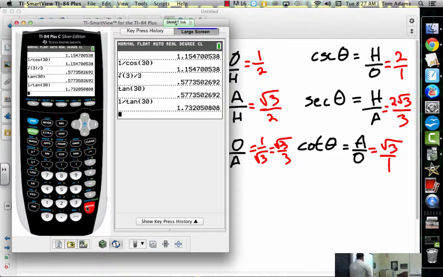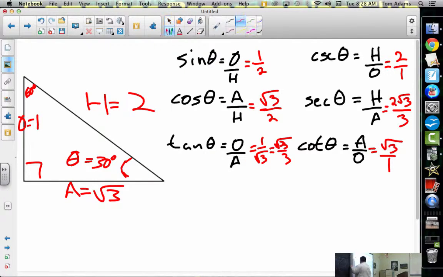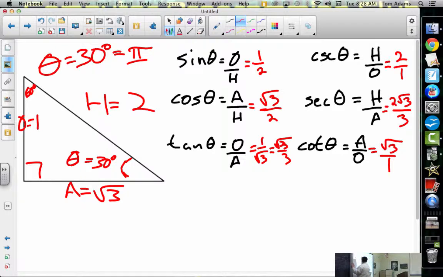Okay. Now, what is that in radians? Well, we said that when theta is equal to 30 degrees, well, let's see, pi is 180 degrees. What am I dividing 180 by to get 30? 6. So pi divided by 6 should be the same thing, right?